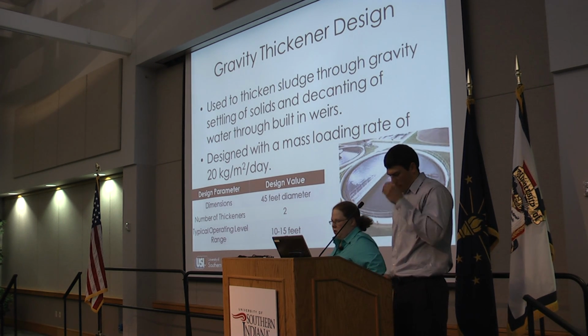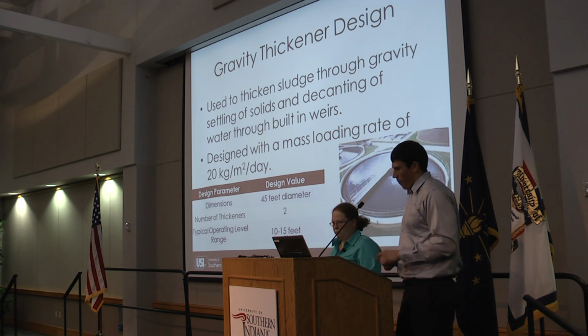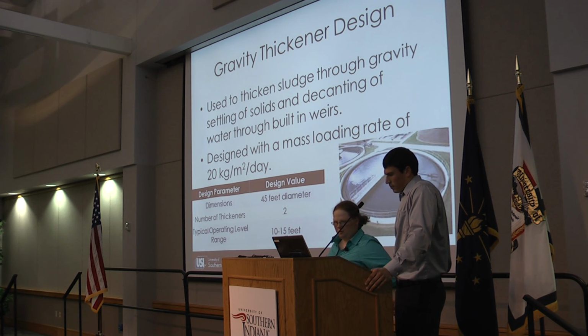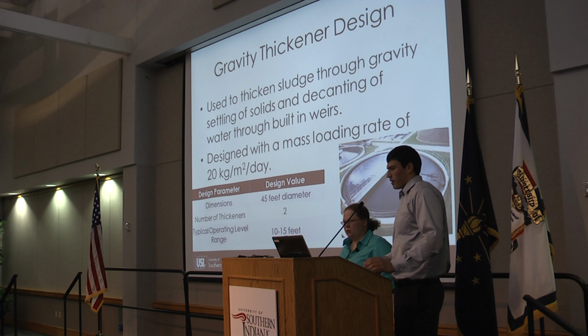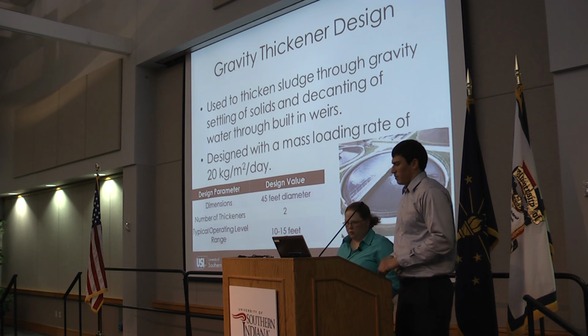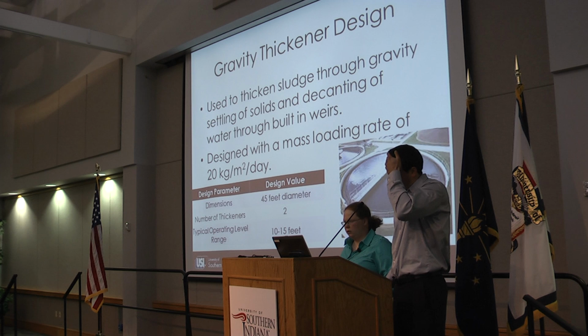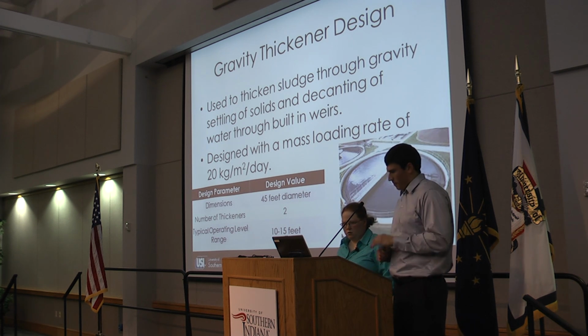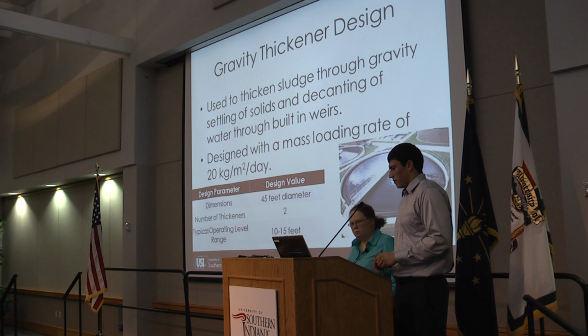Because the percent solids is so low, we're going to have to use thickening to produce a thicker sludge. A gravity thickener is used to thicken sludge through gravity settling of solids and decanting of water through built-in weirs. 2 circular gravity thickeners were designed for this system. They're 45-foot diameter and designed with a max loading rate of 20 kilograms per meter squared per day, and a typical operation level is 10 to 15 feet.